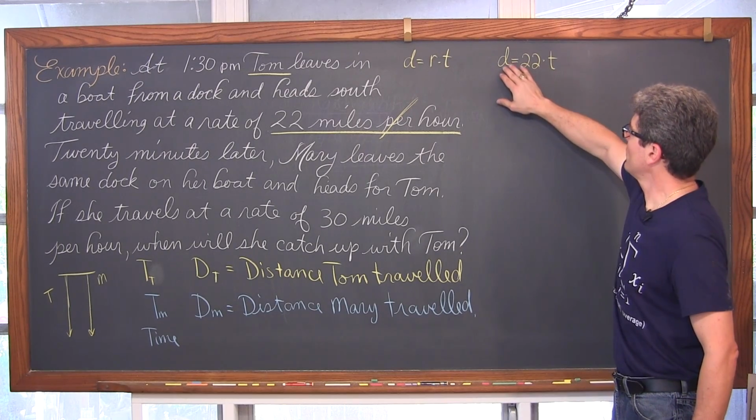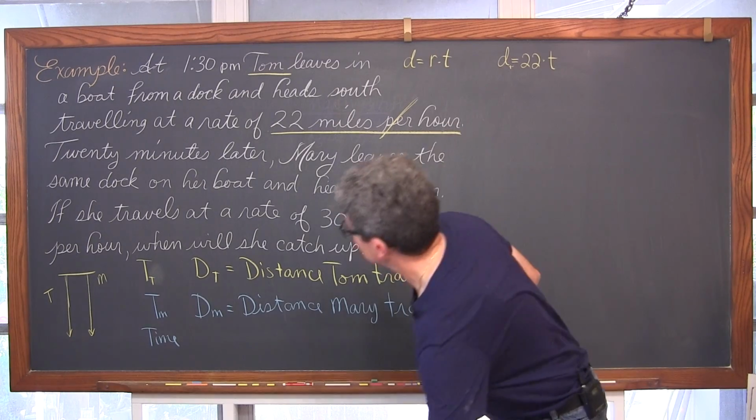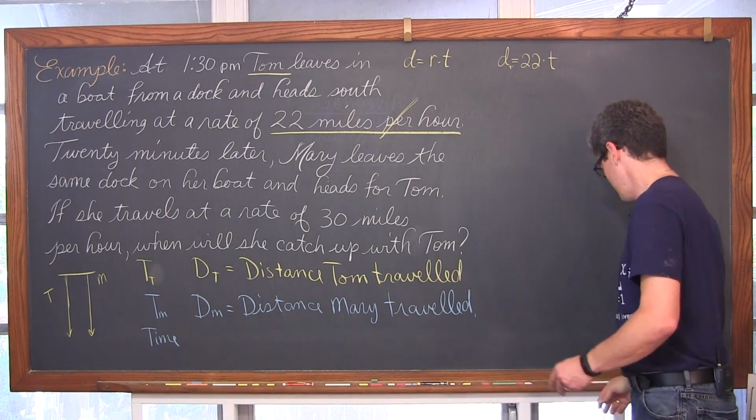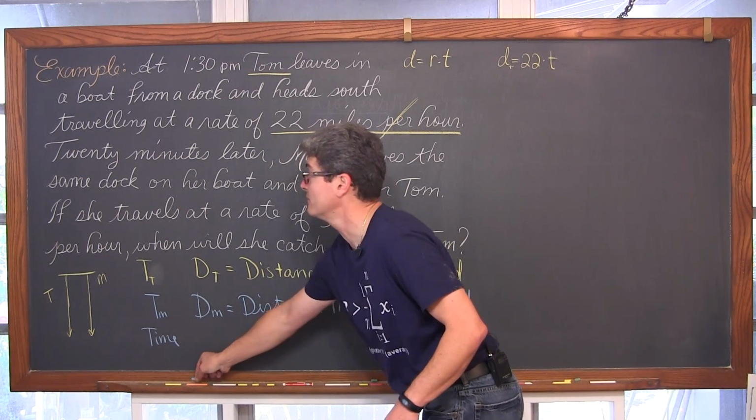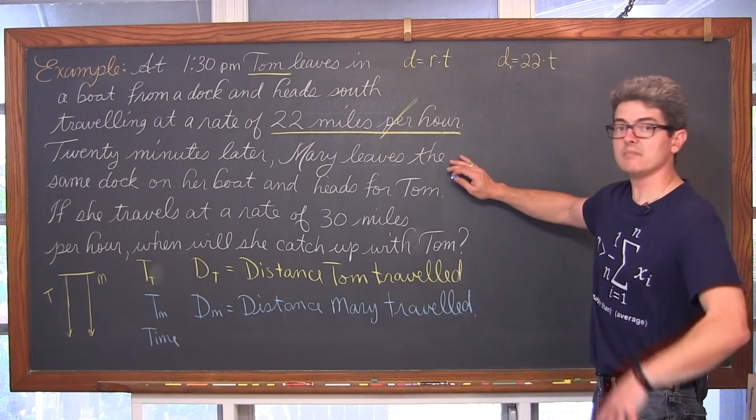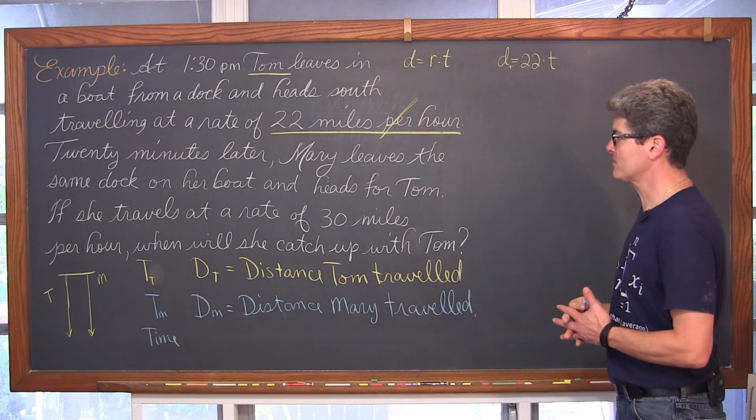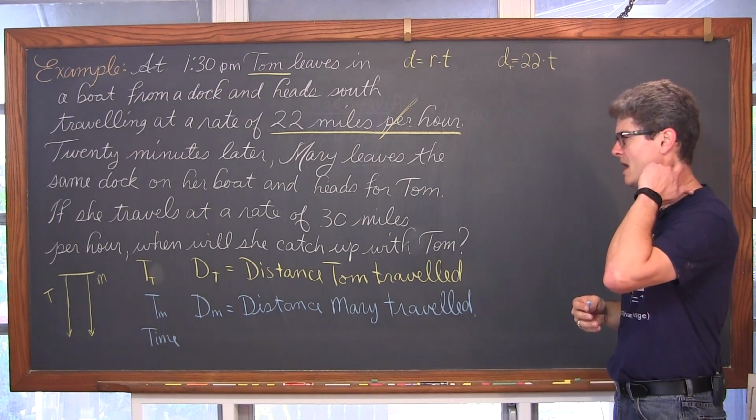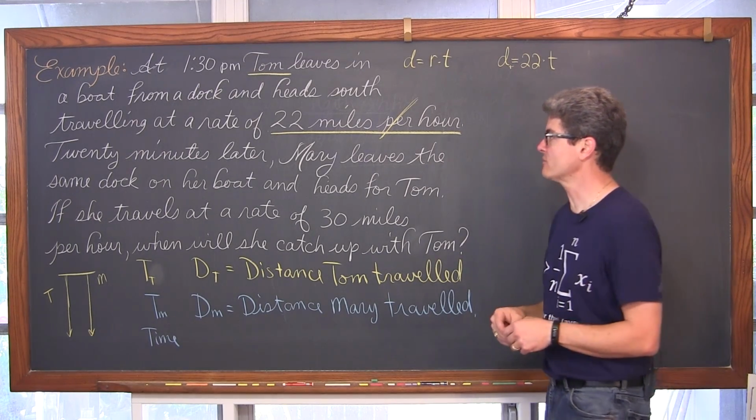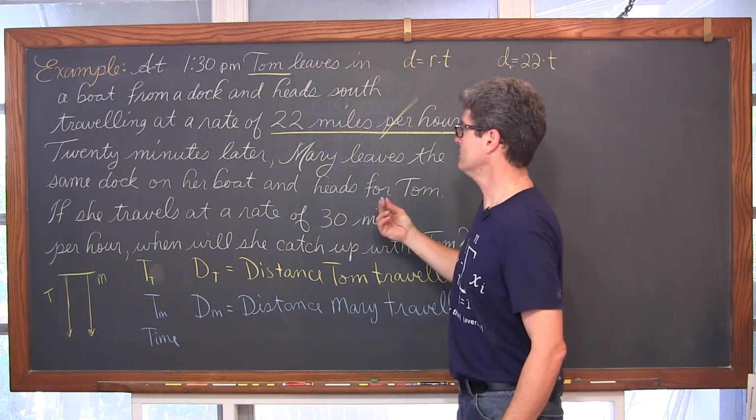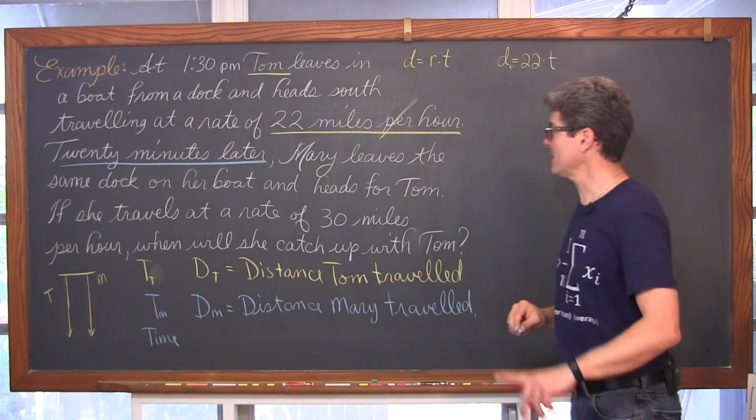Now, we've got distance equals rate times time for Tom. Now we come along here and it says for Mary, this would be a really advanced problem for Algebra 1. This might be end of Algebra 1, maybe even the beginning of Algebra 2, but I thought I'd throw that out there in case you happen to see it in your books. 20 minutes later, Mary leaves the same dock on her boat, and she heads for Tom. So we're going to set up an equation for Mary, in blue. We're going to have to deal with that 20 minutes later thing.